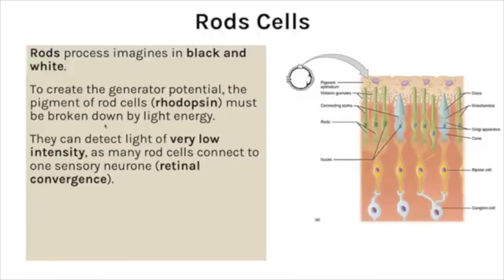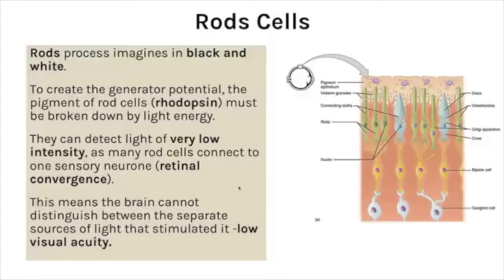And the reason for this is many rod cells connect to one sensory neuron, which we call retinal convergence. Now, although this gives the benefit that you're able to see in black and white, even if it's very dark, because all of those connecting rod cells contribute towards reaching that threshold to generate an action potential, the downside is it provides low visual acuity. And what that means is it's difficult for the brain to distinguish between the separate light sources. So you don't have very good clarity in your vision.